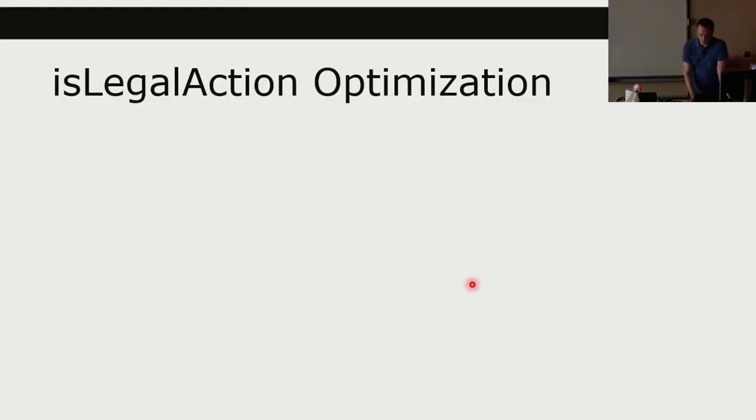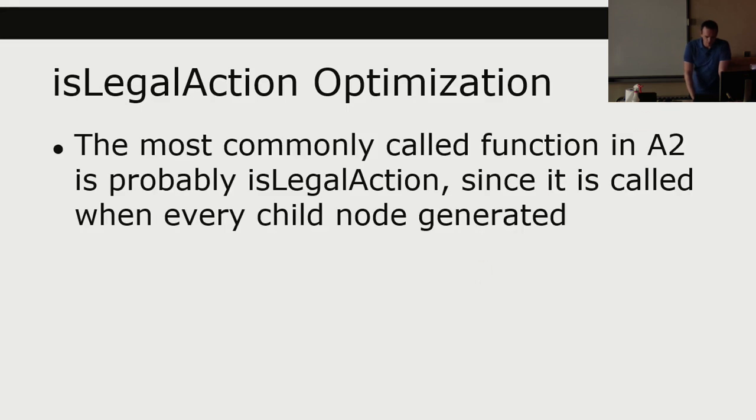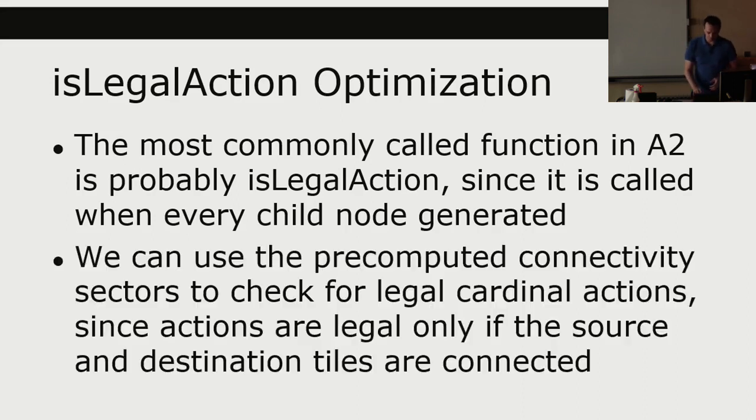Another legal action optimization. The most commonly called function in assignment 2 is probably the isLegalAction function, since it's called when every child node is generated. I guess canFit is called more, right? Because in order to know if an action is legal, you have to know if an object can fit. So canFit is called the most, then isLegalAction. We can use the pre-computed connectivity sectors to check for legal cardinal actions.